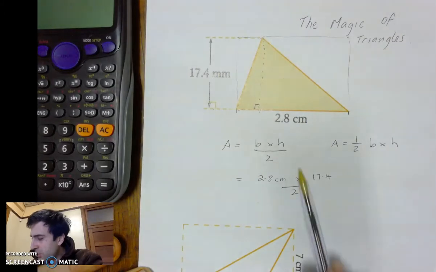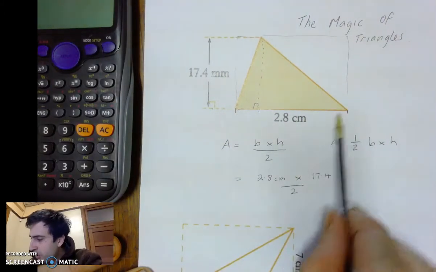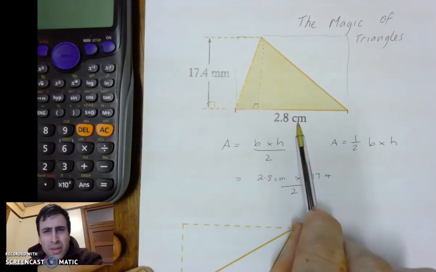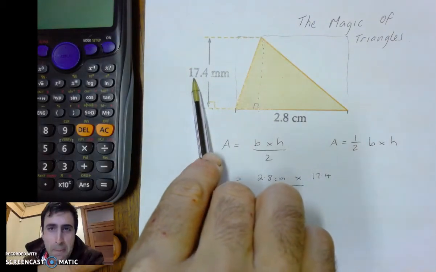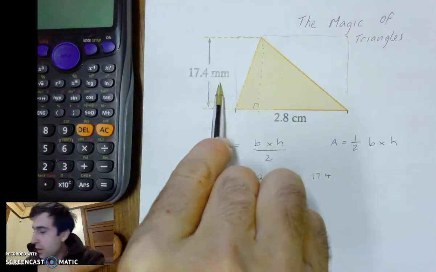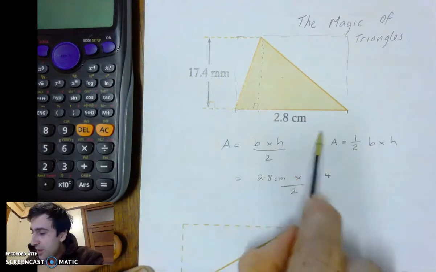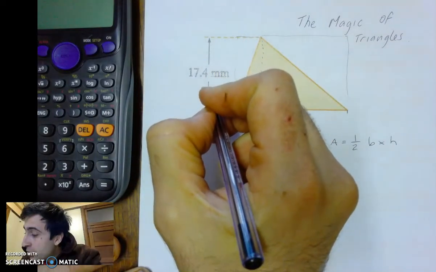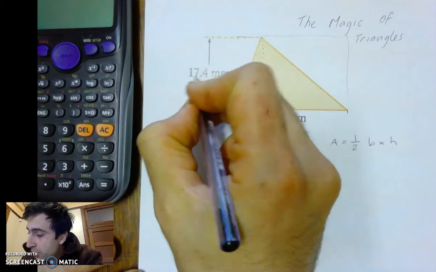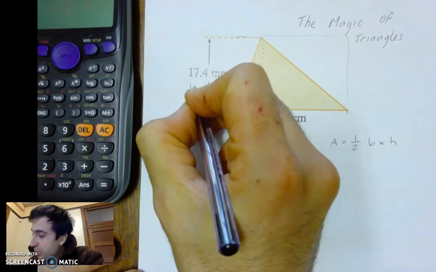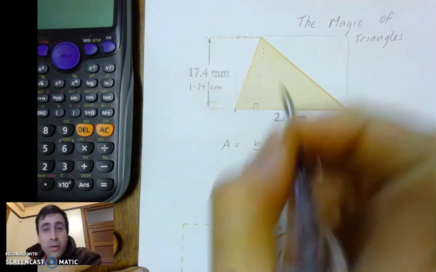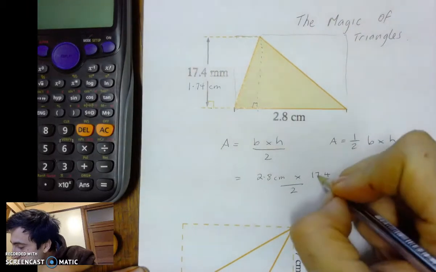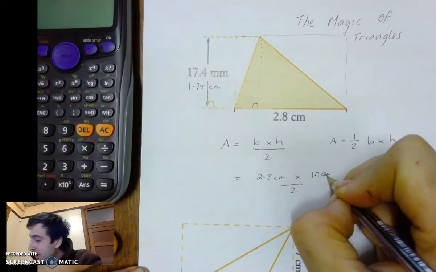This clearly looks bigger than that. How can 2.8 centimetres be more than 17.4? Because it's in millimetres. That's in centimetres and that's in millimetres. That means that we need to do our conversions. Remember our conversions? 17.4 millimetres is just 1.74 centimetres. And we can't do these area equations unless the units are the same.